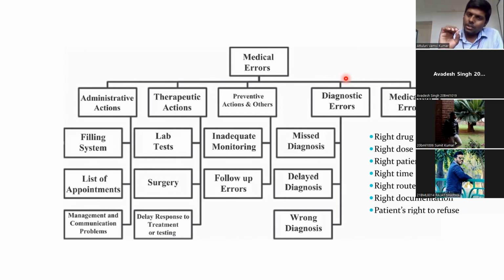Then therapeutic actions. During the therapy, during the treatment, we may make some mistakes like lab testing, surgeries, and responding to treatment. So our lab test comes under therapeutic actions. Improper lab tests can cause patient death. So our lab test plays a very important role in therapeutic action, and our lab test also plays an important role in diagnostic actions. Okay. Improper identification of patient condition. He has malaria positive, but we gave another positive, and the patient will get a wrong diagnosis and he will die. This is what happened in Kerala 3 years ago.